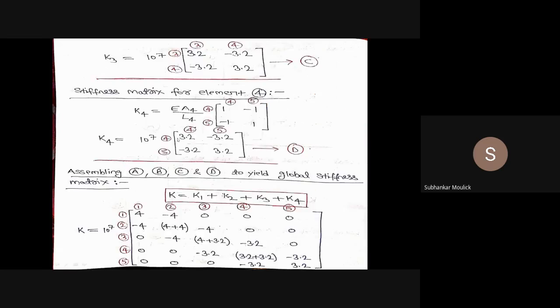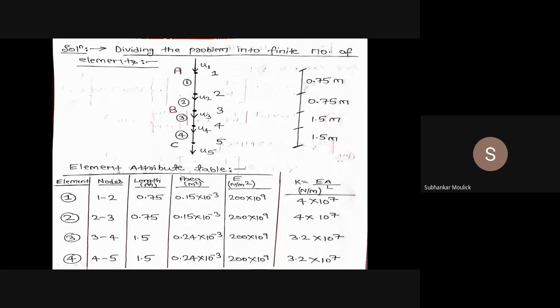F is your global force vector matrix. Since there are total 5 nodes, let us assume that each node is subjected to some force. Node 1 is subjected to force F1, node 2 is subjected to force F2, likewise node 5 is subjected to force F5. So again it will be a column matrix, 5 rows and 1 column, given by F1, F2, F3, F4, F5, which is equal to the global stiffness matrix into U1, U2, U3, U4, U5. So this is the matrix form of the governing algebraic equation.